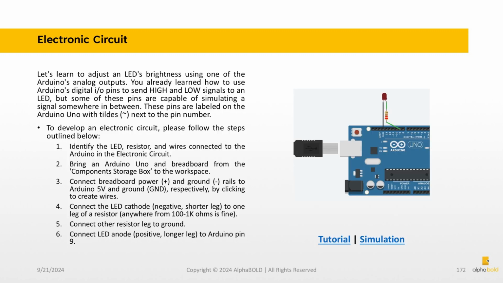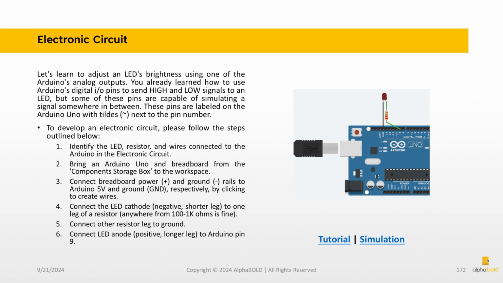Let's learn to adjust an LED's brightness using one of the Arduino's analog outputs. You already learned how to use Arduino's digital I/O pins to send high and low signals to an LED, but some of these pins are capable of simulating a signal somewhere in between. These pins are labeled on the Arduino Uno with a tilde symbol next to the pin number.